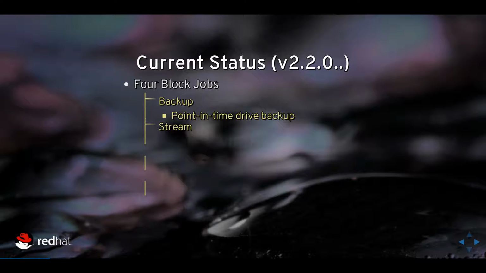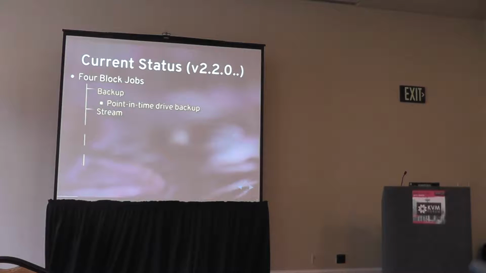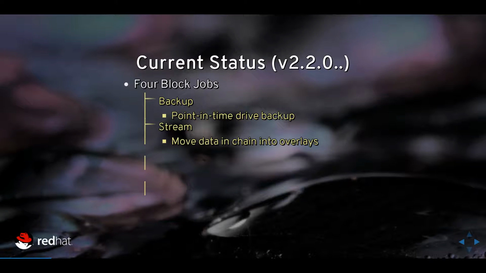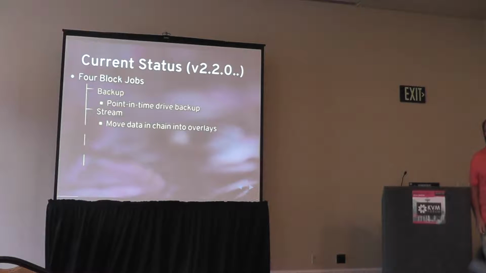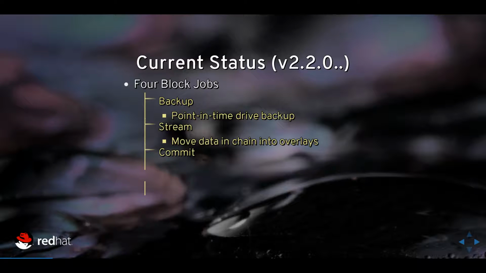We also have block stream. Block stream is one of the older block jobs, and this is a way to move data around inside the chain. We can move data in the chain up into an overlay from a backing file. Then we have block commit, which is analogous to block stream, but in the opposite direction. We can move data from the overlay down into the backing file.